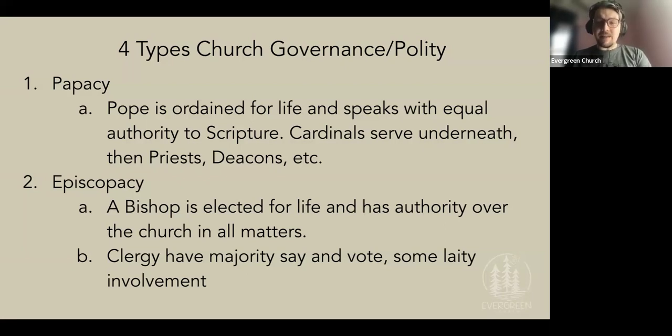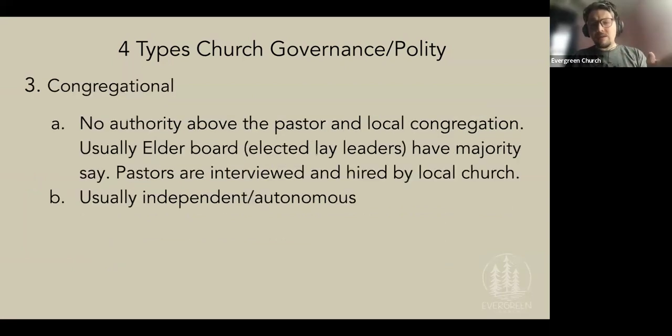The second is what's called episcopacy. This would be like the Church of England, the Episcopal Church, the United Methodist Church. I hate to say it, but the more liturgical churches are more Episcopal churches, but not all. In an Episcopal system, you have bishops who are elected for life, and they again have authority over the church in all matters. Typically, in true Episcopal systems, the clergy tend to have more of the power and the say, and then there's some lay involvement.